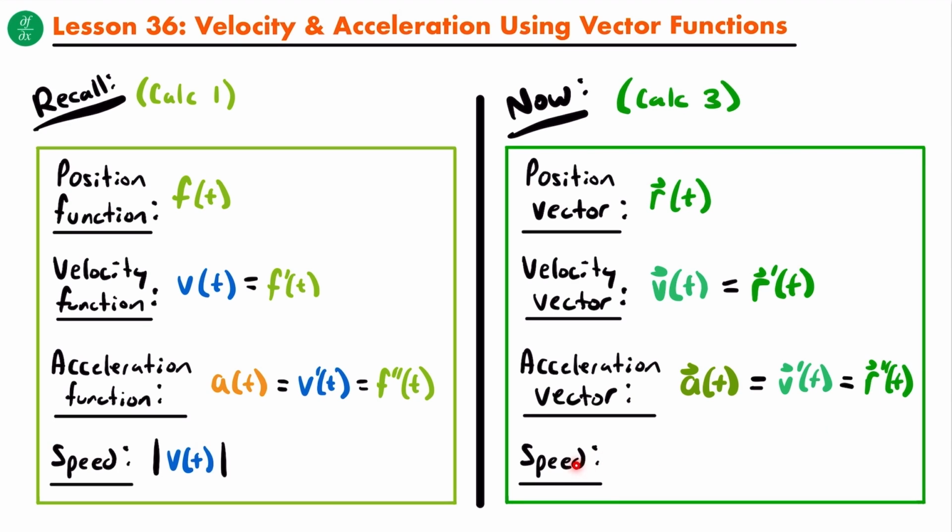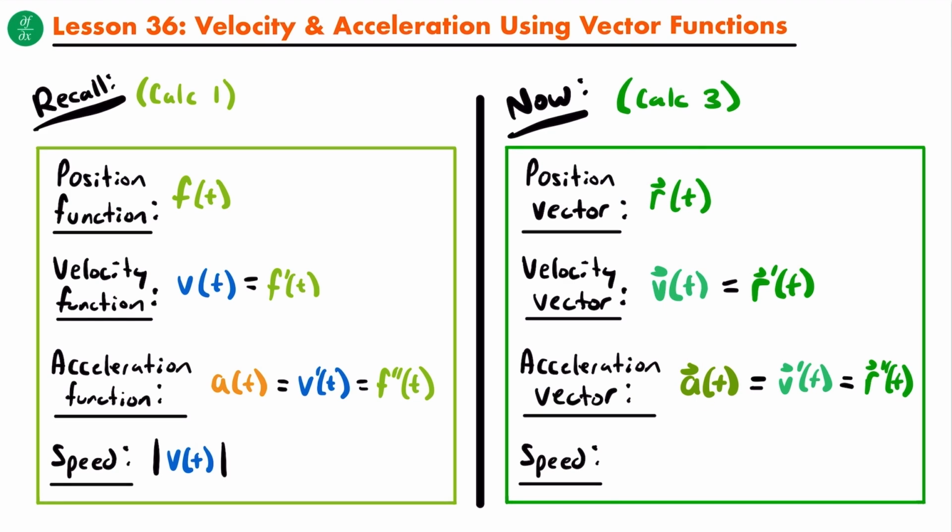Okay, and then for the speed, in Calc 1 we just took the absolute value of the velocity function. We will do something very similar when working with vector functions, but it is a little bit different because remember, these are vectors, and so the position vector, the velocity vector, and the acceleration vector all have both a direction and a magnitude. Okay, they don't just give you a specific value of the position, the velocity, or the acceleration. They also tell you the direction for each of those quantities.